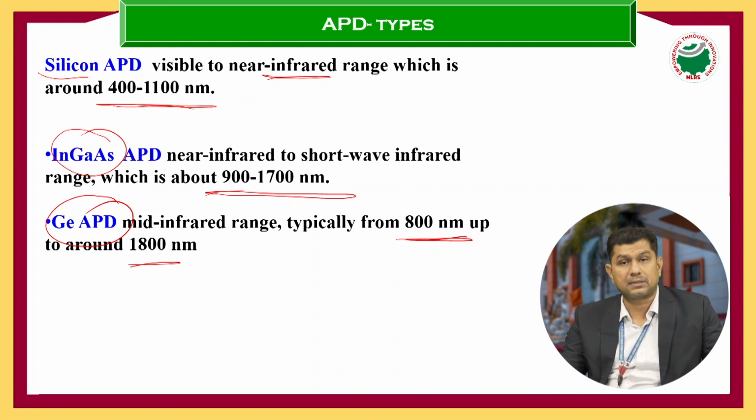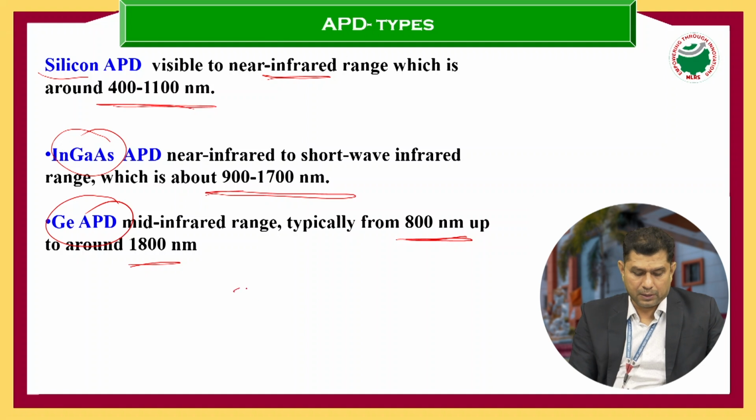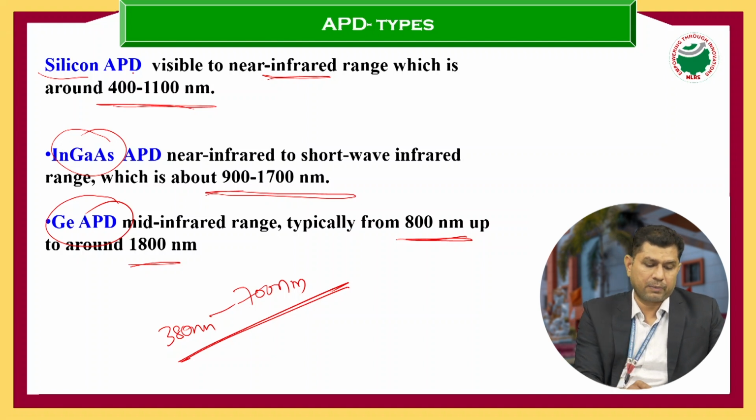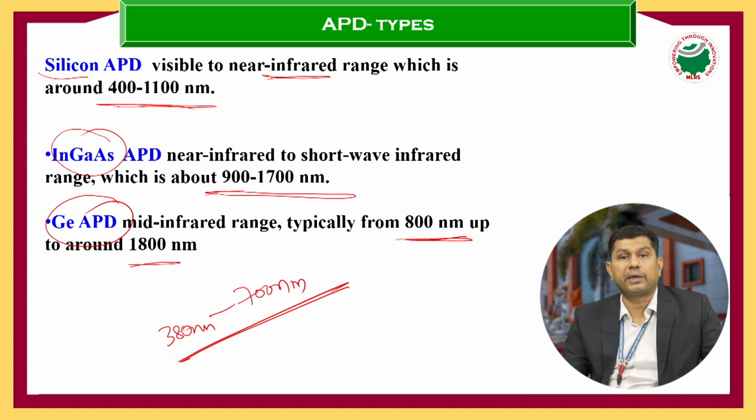Visible region light is from around 380 nm to 700 nm. This is the light you can visualize with your naked eye. The remaining light or radiation cannot be seen by the human eye. Whatever the human eye cannot see, even such types of light we can detect by using an APD.